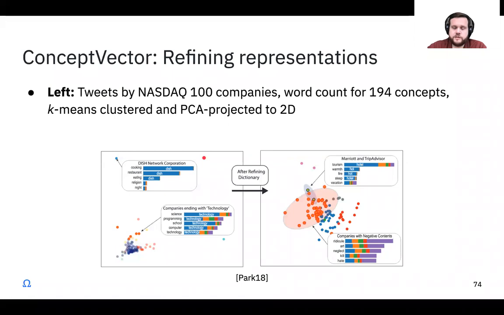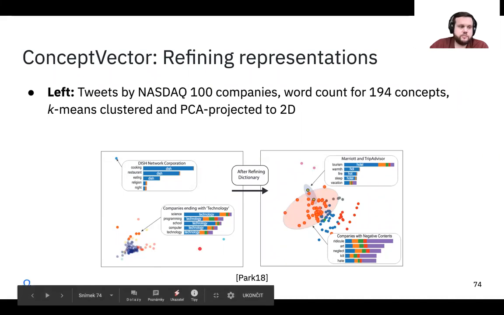Basically here, another example. We have tweets by companies in the NASDAQ 100 list, so the 100 biggest, most powerful, influential companies. We have established a word count for 194 concepts, and then we can cluster it by using k-means, and then we can PCA project it to 2D. Or I mean, that's what, again, I'm saying we, but that's what they did. I had no part in this work.